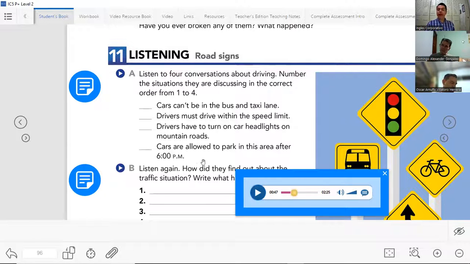Okay, so what is the correct sentence here? Volunteers, please, volunteers.